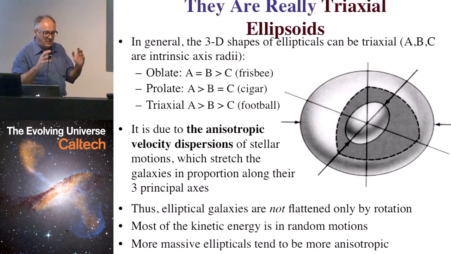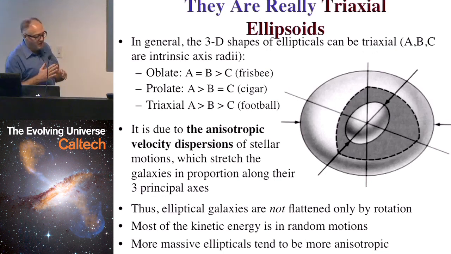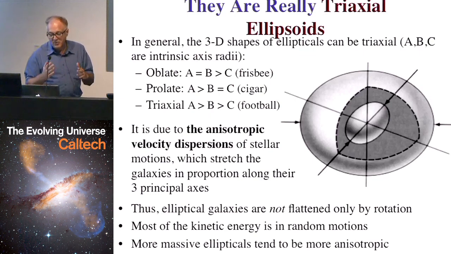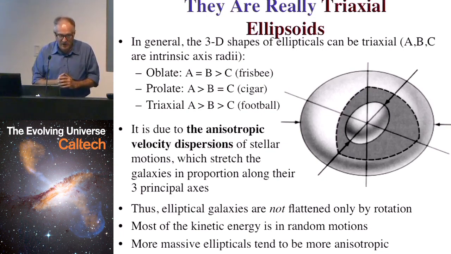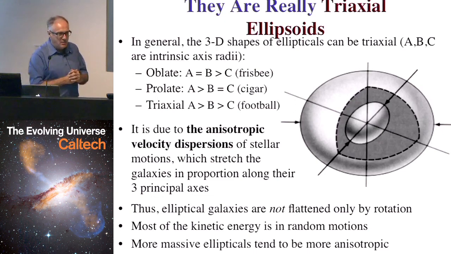They have different flattening in the three orthogonal axes, or they could be spherical. Now, the reason for this is interesting. It's not that they're flattened by rotation, which is what you naively assume, which is what people assumed early on, that elliptical galaxies are just flattened by rotation, by centrifugal force. No. They're flattened, or rather their shapes are given by anisotropic velocity dispersion.